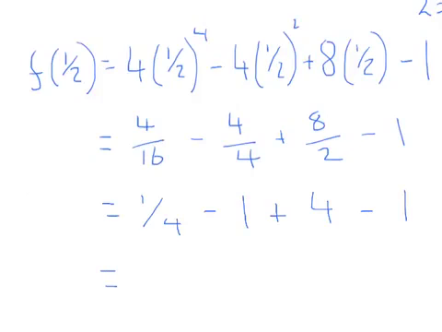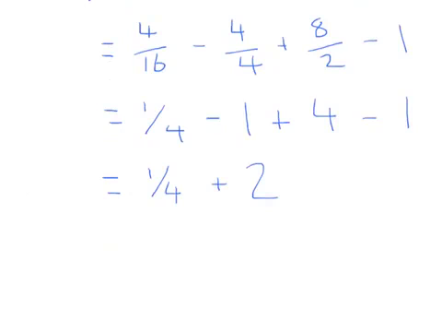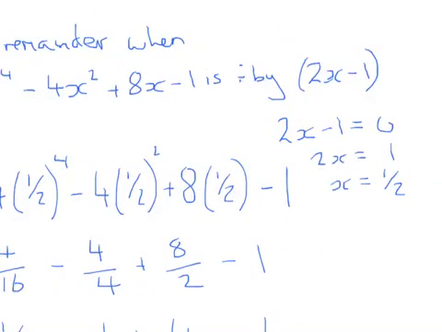So what does that become? I can do a quarter, I'll do that at the end, plus 2. And so that equals, obviously, 2 and a quarter. So that then is the remainder when we divide, remember that was the original question, divide this function 4x to the 4 minus 4x squared plus 8x minus 1 by this 2x minus 1.